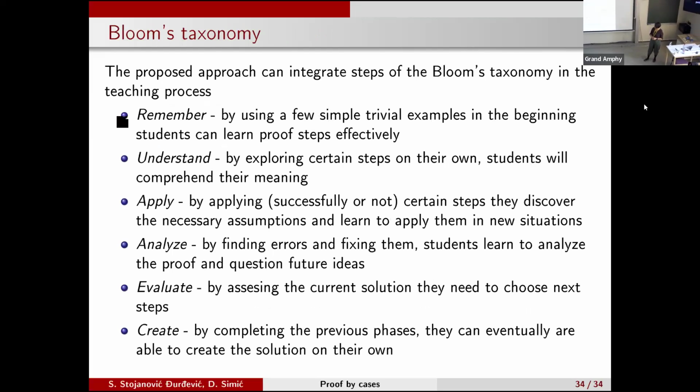And I also have one slide that I will not read, but it turned out that the method that I'm using is really suitable for teaching interactive theorem proving, because it follows all the steps of Bloom's taxonomy. I want that to be on the slides, but I won't go through it because I don't have any more time. So thank you very much.